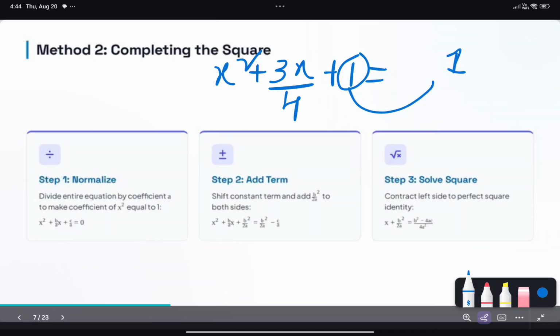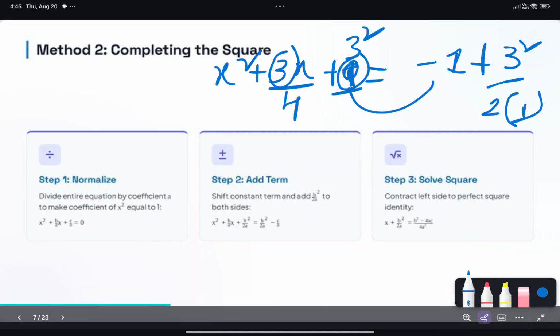And add b square by 2a to both the sides. What do we add to both the sides? b square by 2a. This is the b, 3 square by 2 into 1. a is 1 only here. Yes or no?